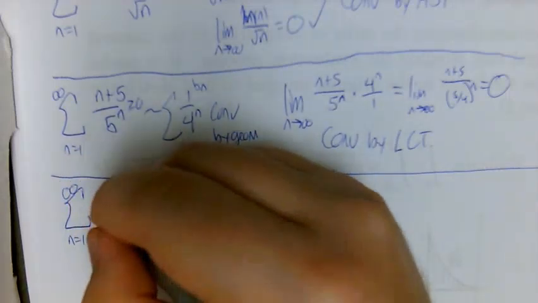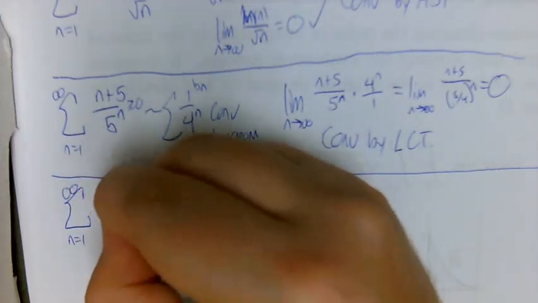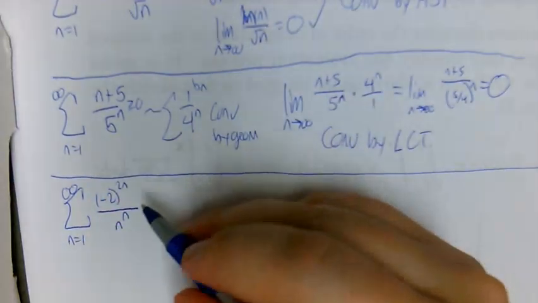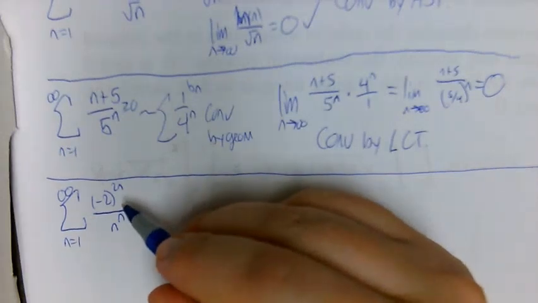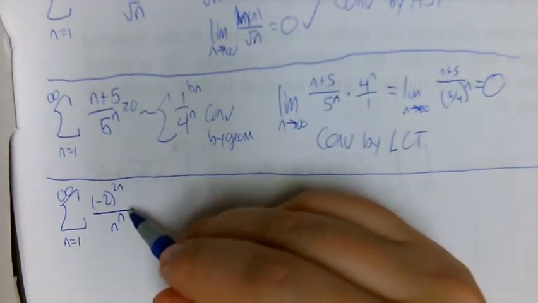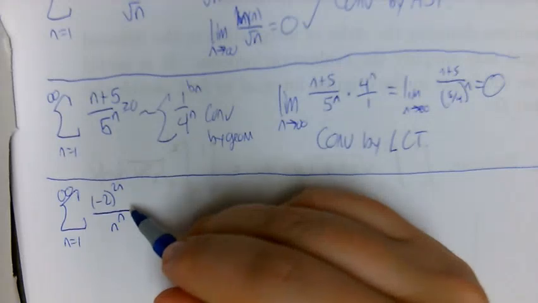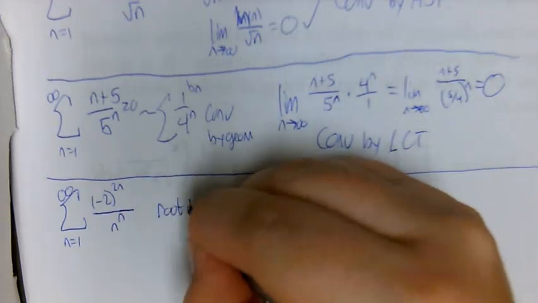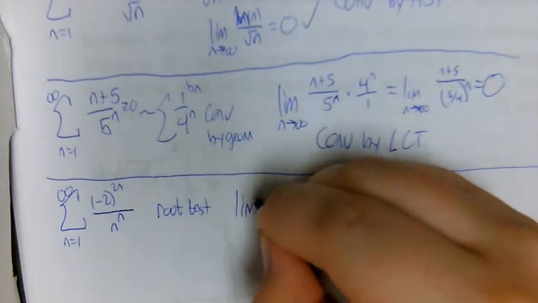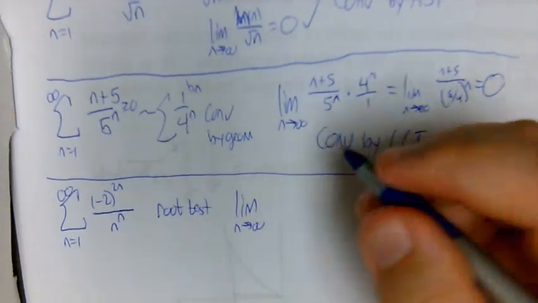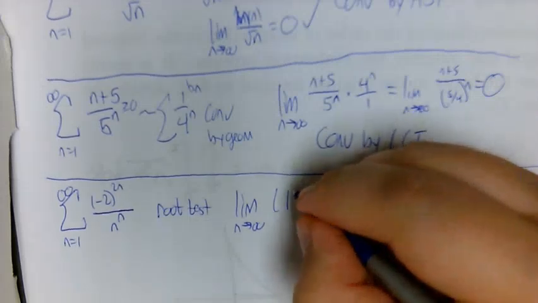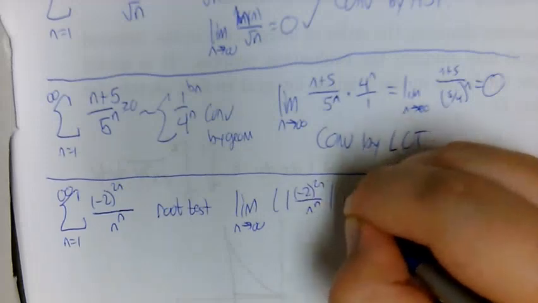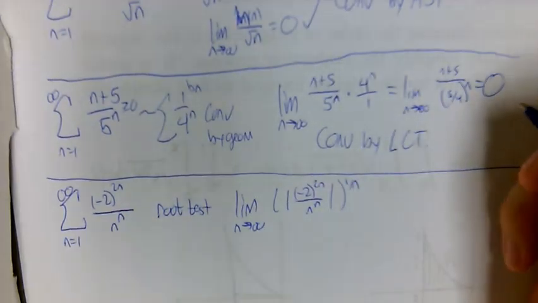We have the sum from n equals 1 to infinity of (-2)^(2n) over n to the n. Now here I see a bunch of nth powers, so like I did for the very first problem today, I'm going to try to use the root test here. Okay, so what's that limit? The limit as n goes to infinity of the absolute value of this stuff here raised to the 1 over n power.